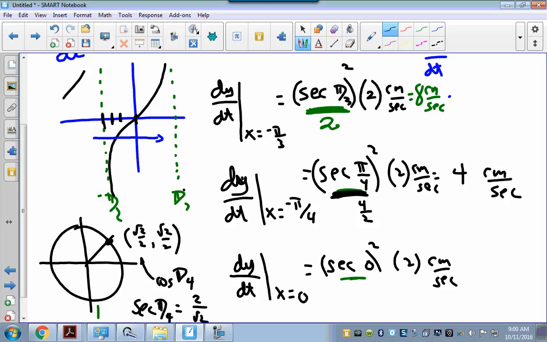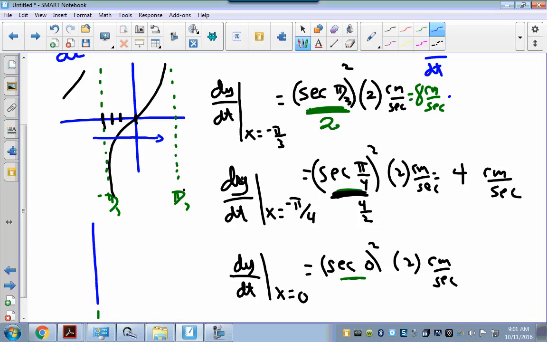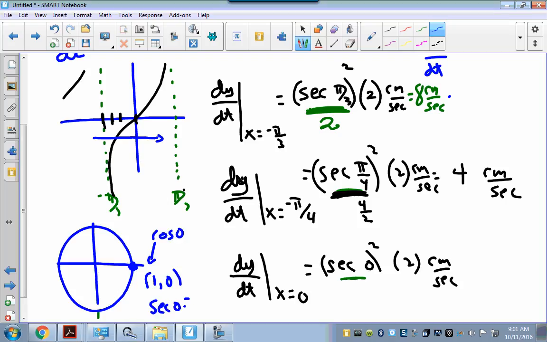And the last one, now we're going to figure out what happens when x is 0. Again, draw a little unit circle. Hopefully these numbers would come. You don't have to draw it each time. This is the point (1, 0). This is the cosine of 0. The secant of 0 is the reciprocal, which is 1. That's going to go here. 1 squared is 1. 1 times 2 is 2. Okay, so that's problems 5 and 7.